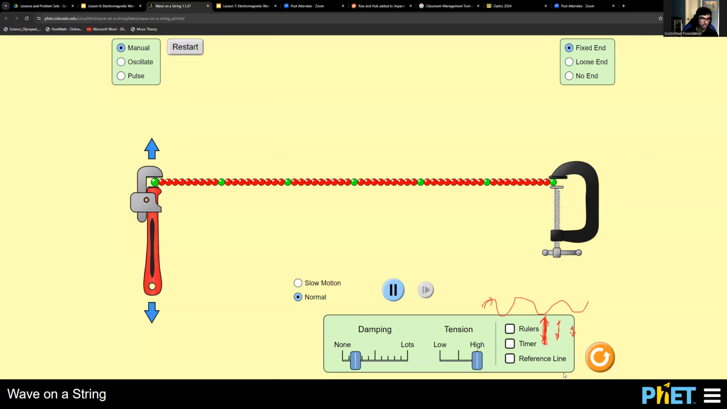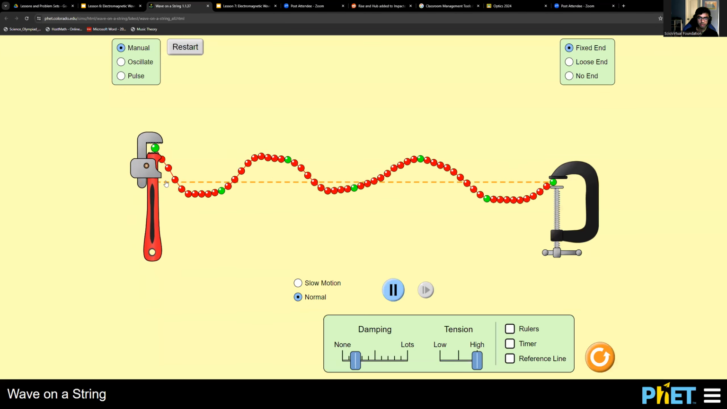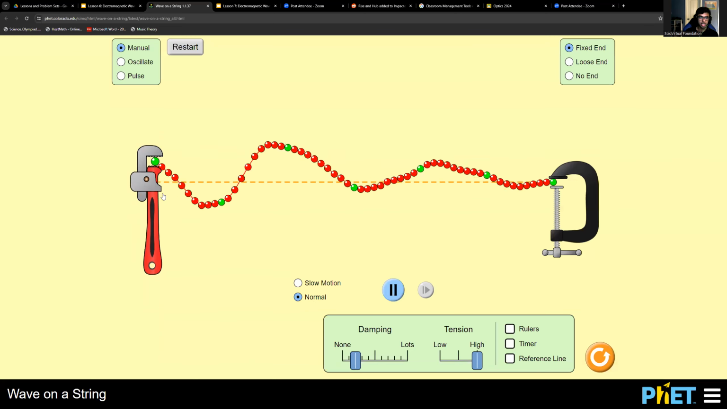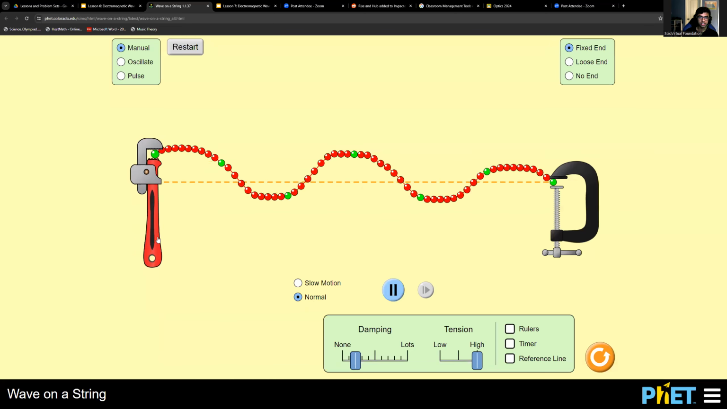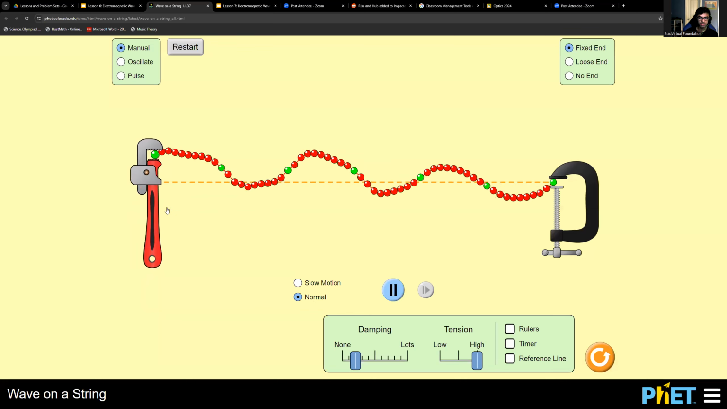Okay, so we have this PhET simulation that demonstrates that kind of nicely, I think. So please don't do that. If I just move this up and down, I'm going to create some waves. Just focus on one of the green dots. Notice how the green dot is moving only up and down.